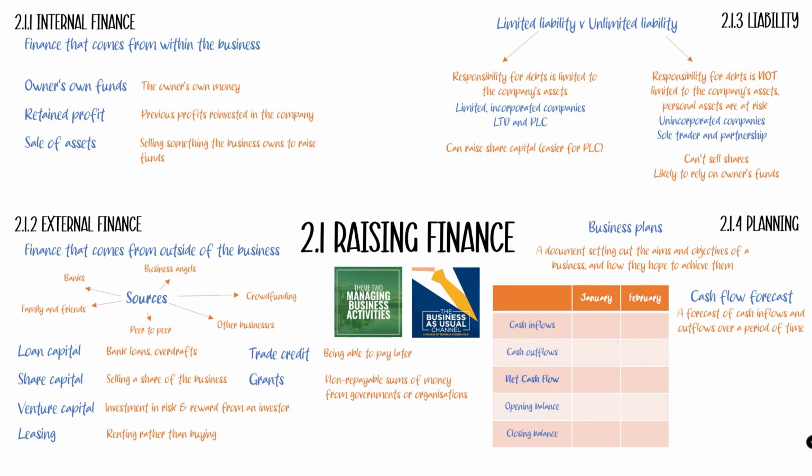It looks something like this. So in this one, we've got January, February. We've got cash inflows, outflows. We've got net cash flow, opening balance, and closing balance. So you could argue that this is basically like a bank statement for the months of January and February. We can do some calculations here. I'll talk through those as we go through some example figures.